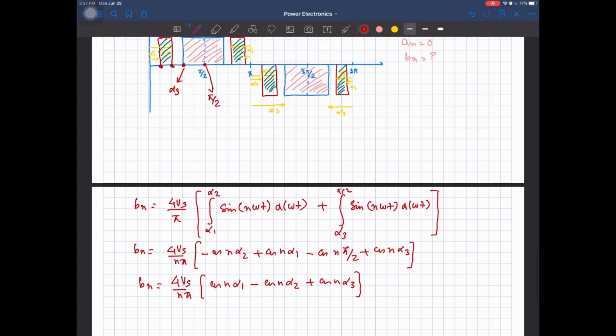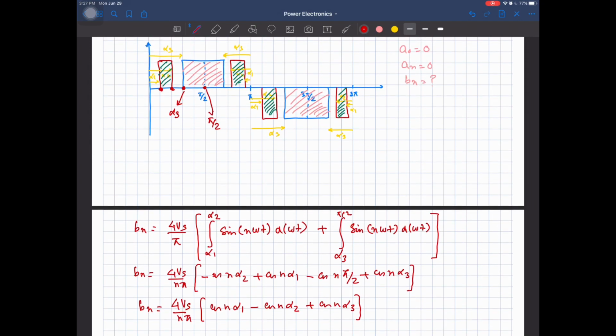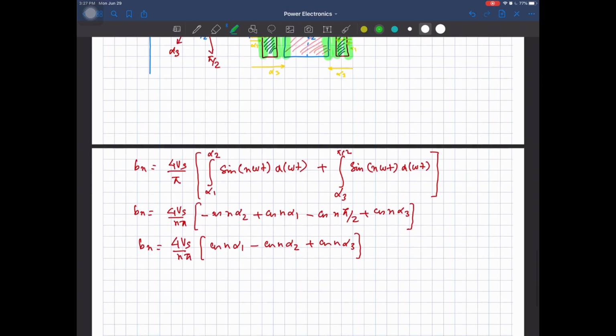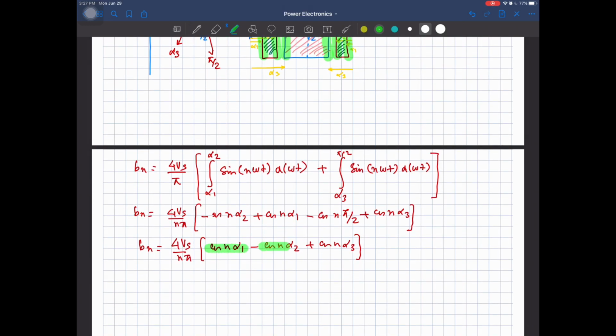Right, so how many edges or notches do we have per quarter cycle? If you look at this waveform, in this part you have one edge, this one, a second edge, and a third edge. There are three edges, so you can cancel three sets of harmonics. Similarly, there are three edges in the second quarter cycle and in the third quarter cycle, at equal distances. So you have three edges or notches per quarter cycle, and that's why you can see the three terms over here: cos n alpha 1, cos n alpha 2, and cos n alpha 3.